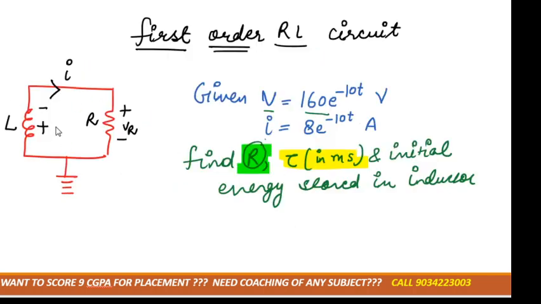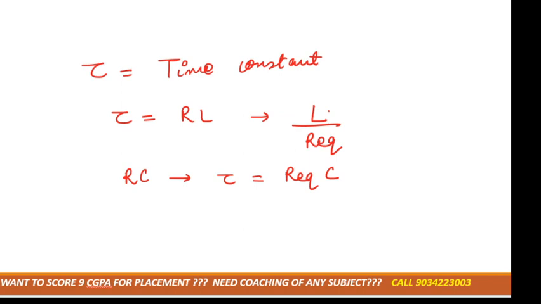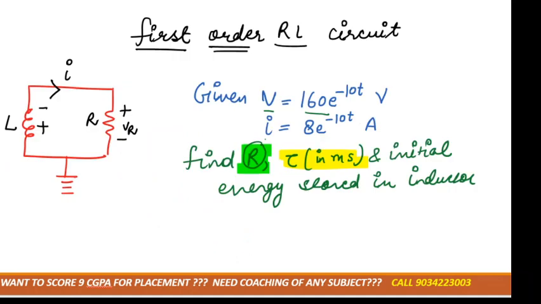So this is an LR circuit or RL circuit. We know the value of R, we just calculated it. So tau is equal to L divided by R equivalent. R we just calculated, 20. L they didn't mention. So we have to calculate L.